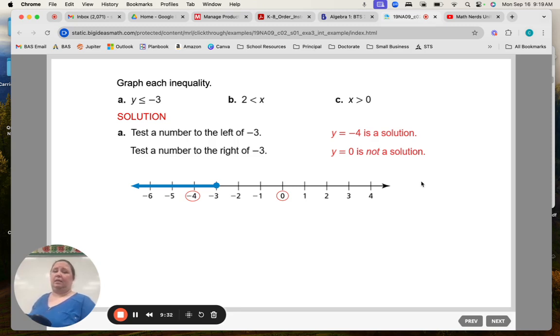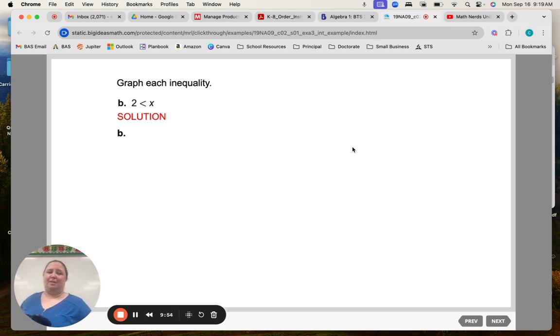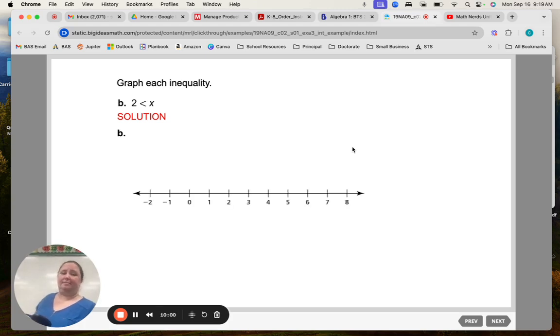This is trying to help you decide which way to shade, but it's really tedious. Just remember, if y is less than, you shade to the left. If it's greater than, you shade to the right. It's having you plug in a number on either side, and then whichever number makes sense, you shade the direction. Do we have to do that? No, as I said, ignore that. Just do what I said. All right, B. So 2 is less than x. So draw your number line.